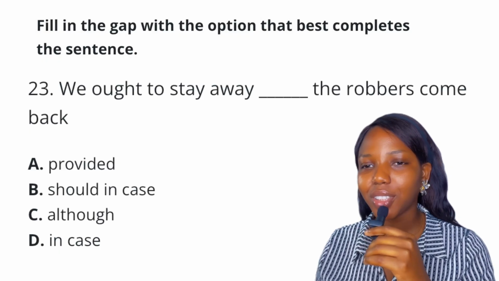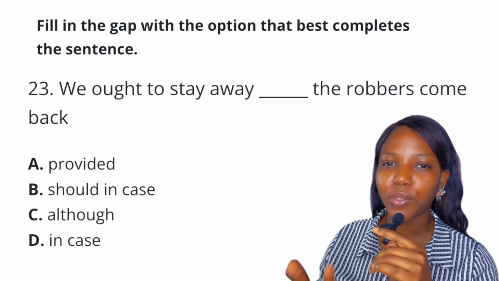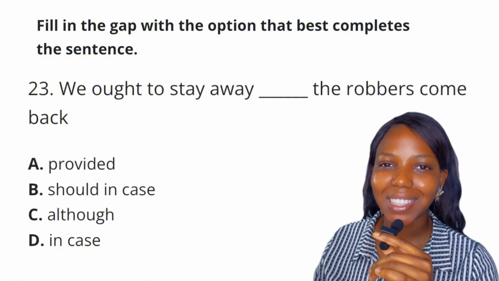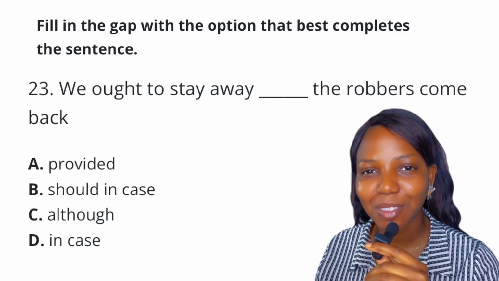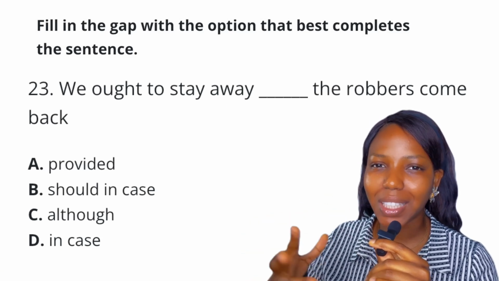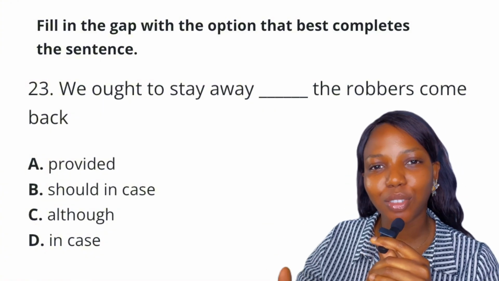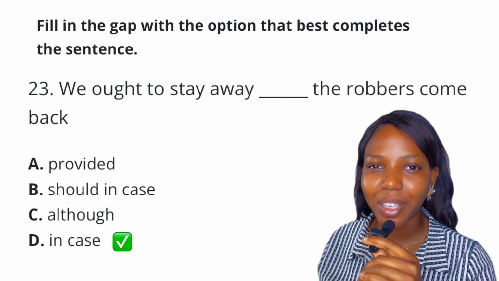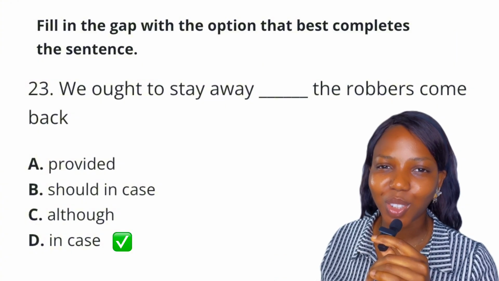Question 3. We ought to stay away dash the robbers come back. If you take a closer look at this question, you see that we need a word that indicates precaution or a possibility, and that is in case. In case means because something might happen or as a precaution against something. It's just like saying that just in case the robbers come back, we should stay away. You know how we would carry an umbrella just in case it rains. So the answer to this question is in case.